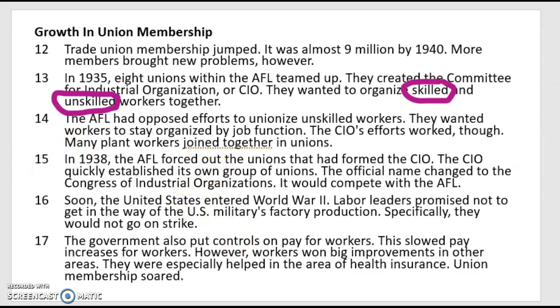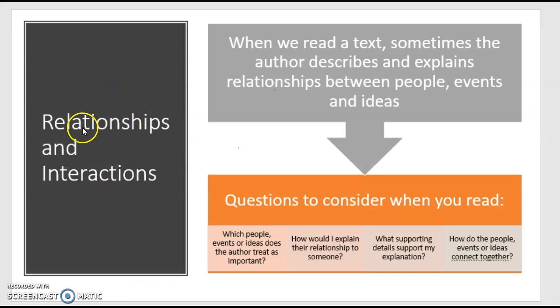Okay, guys, so that's it. That's the text. Notice, hopefully you picked out something that stuck with you on how I dissected this text, but we need to go back now to our focus for reading, which is focusing on relationships and interactions.